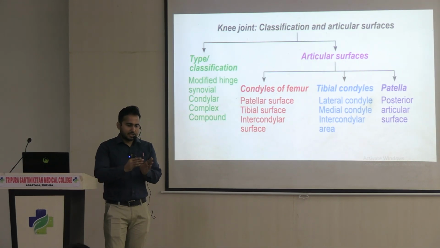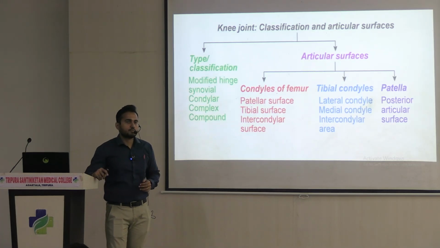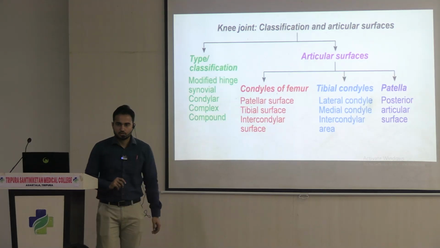Now the posterior surface of the patella, that also the superior or upper three-quarters area is articular. Okay, remaining area is non-articular. और जो anterior surface होता है, that is rough and it is non-articular. Okay.